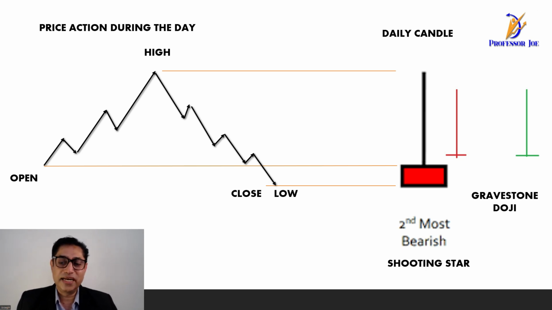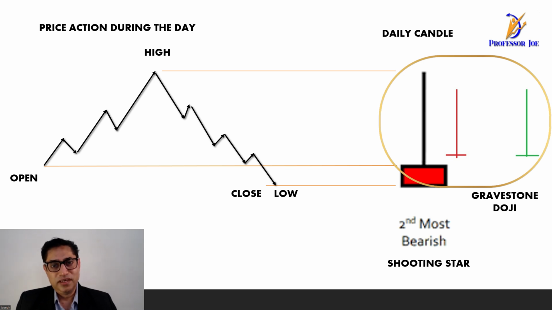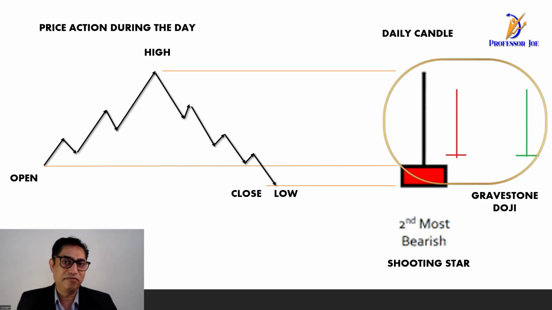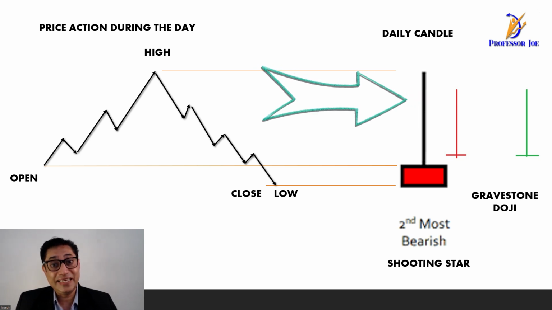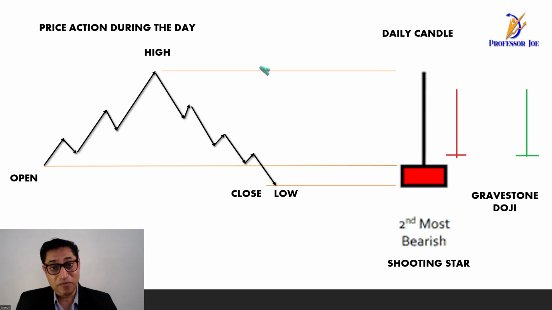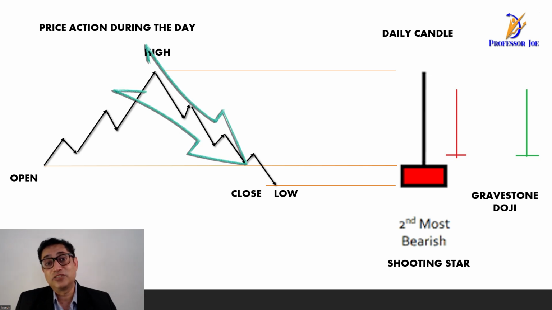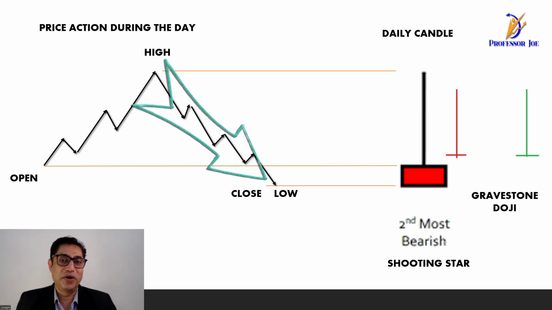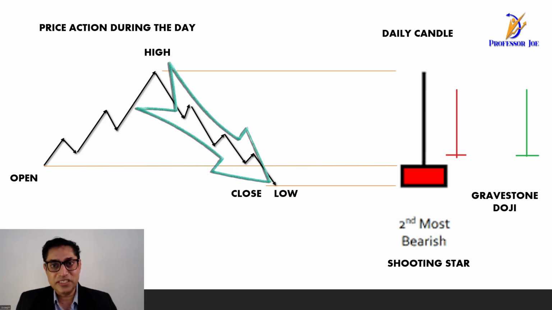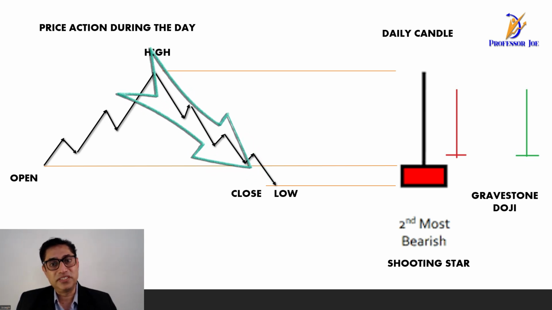Beside that, there is another candle called a gravestone doji. This is also similar. The only difference between a gravestone doji and a shooting star is that in a gravestone doji, the open price, close price, and the low are almost the same, whereas in the shooting star, there is a small difference between the opening and closing price. But both have long tails. That clearly says that the bulls tried to push the price up, but the bears were stronger and successfully pushed the price down during the whole day. So the psychology is very, very bearish when you look at a shooting star.